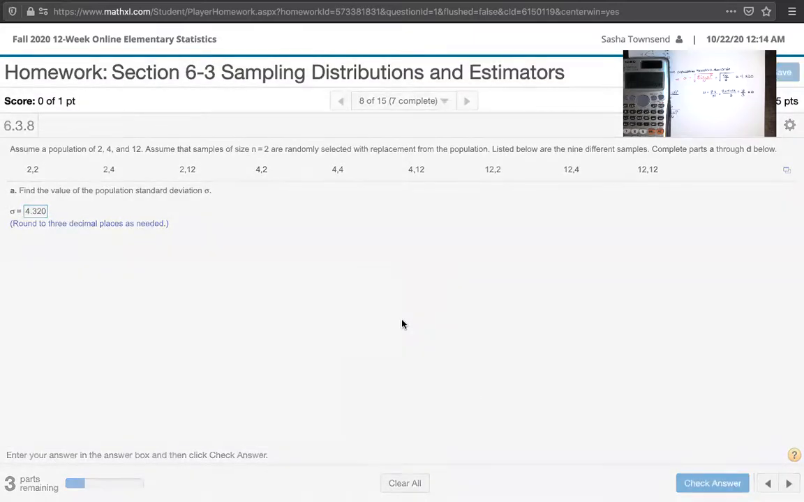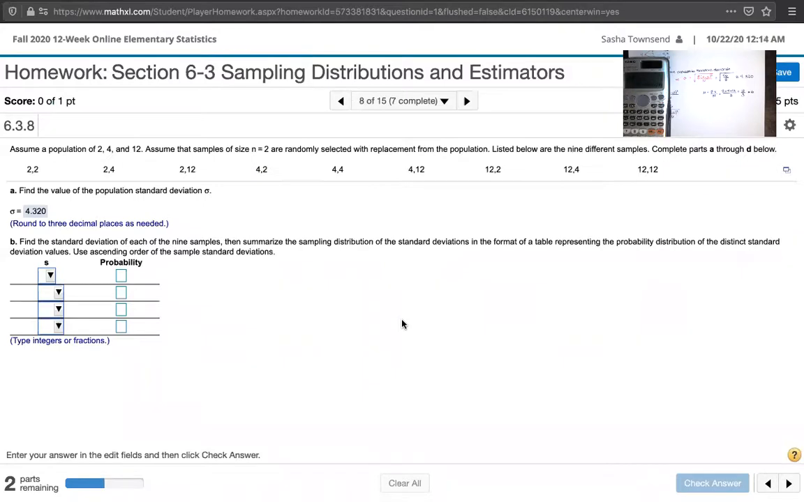Okay, great. And now it says, find the standard deviation of each of the 9 samples, then summarize the sampling distribution of the standard deviations in the format of a table representing the probability distribution of the distinct standard deviation values. Use ascending order of the sample standard deviations. Wow, okay, that's a lot. So let me write that down, and then we will dissect it and remind ourselves what they're asking us to do here.